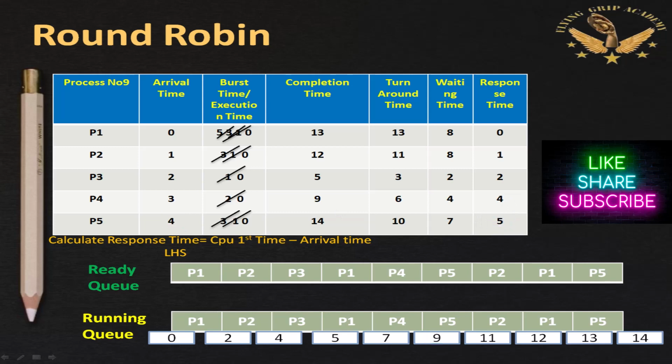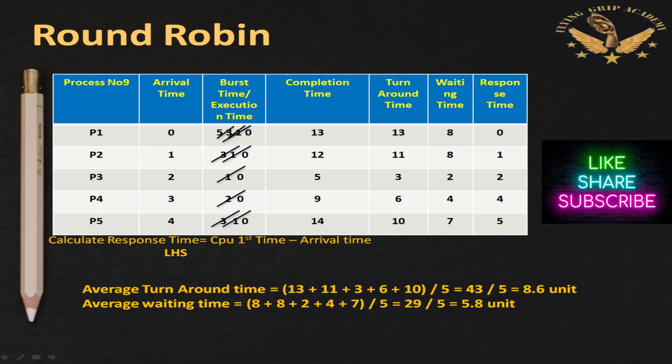Finally we are going to calculate the average turnaround time. We compute this total in order to make the average, divided by 5. Next the waiting time total divided by 5. Finally we get the average turnaround time, 43 by 5 which is 8.6, and the average waiting time which is 5.8 per unit.